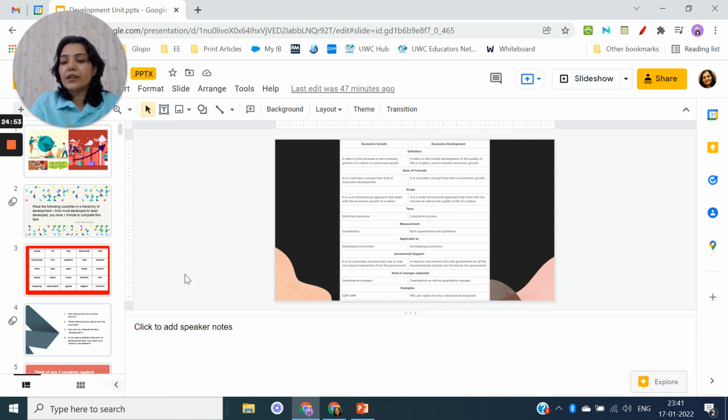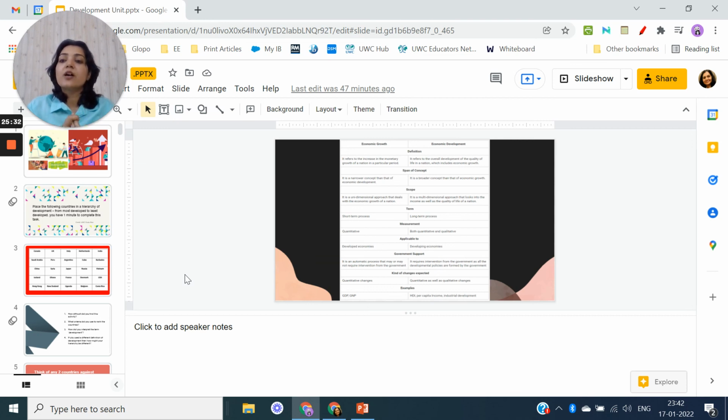Now, think of at least one example where you see countries moving from economic growth to economic development. When I say countries moving from economic growth to economic development, countries are not giving up economic growth altogether. They are keeping economic growth as well as economic development. So think of a group of countries or a country that has moved from economic growth to economic development, or where economic growth and economic development are both going hand in hand. This is number one question to think of.